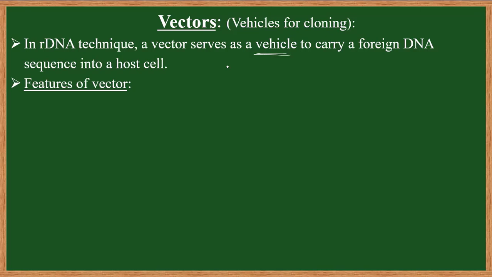So we will see some features of a vector. These features are essential for a perfect or suitable vector. The first feature is ORI, the origin of replication. A vector also has a replication process, an expression process.